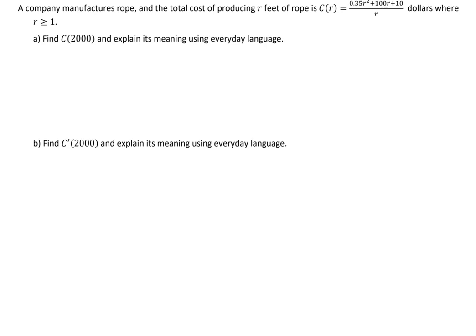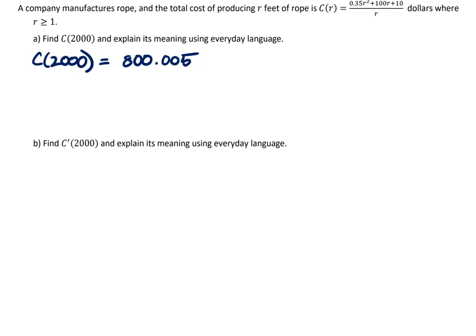The first part of this problem is more of a pre-calc problem. We just want to find the value of the function when r equals 2000 and talk about what that means in the context of this problem. So this could really just be a technology question, and I went and did that work. When I plugged in 2000, I got 800.005 as my answer. And we just want to sort through the meaning of this.